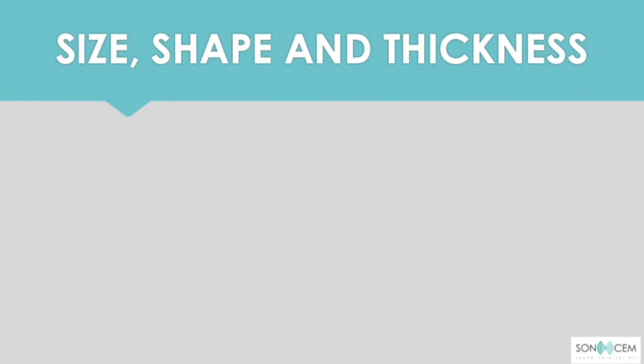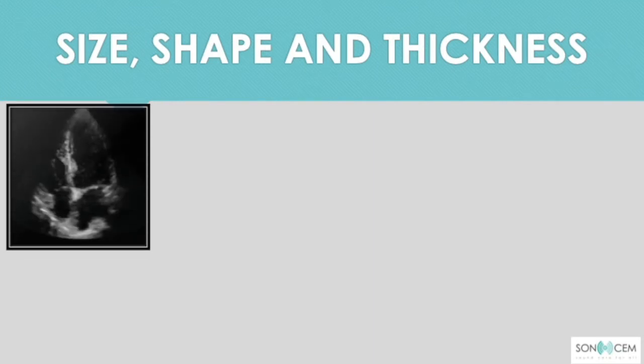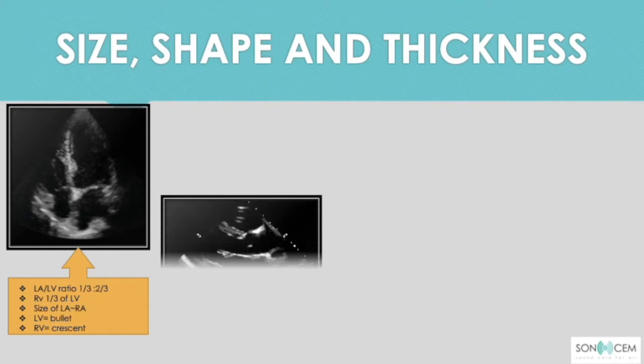Start from the left of the screen. This is the apical four chamber view. From the apical four chamber view, we can see the LA to LV ratio is 1/3 to 2/3. RV to LV is 1/3 to 2/3. The size of LA and RA is similar. LV is bullet in shape and RV is crescent in shape.